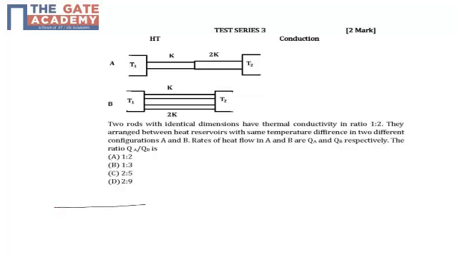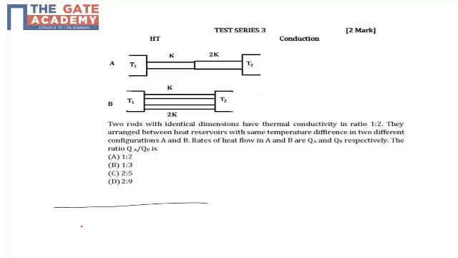Let's discuss a question from conduction. You have two thermal circuits given, T1 and T2 are the temperatures across, and you have two configurations in which the rods are arranged. They are of identical dimensions, so the lengths and the areas of cross section are the same. We are asked to compare the ratio of heat transfer between A and B.